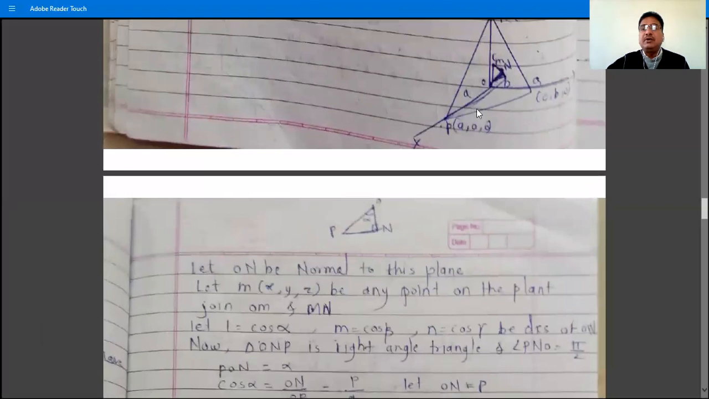Suppose this normal ON has the direction cosines cos alpha, cos beta, and cos gamma, that is, alpha, beta, gamma are the direction angles of the normal ON. That is, the normal ON makes angle alpha with the x-axis, beta with the y-axis, and gamma with the z-axis. So this angle PON is alpha, because the line ON makes an angle alpha with the x-axis, and this angle N is 90 degrees.